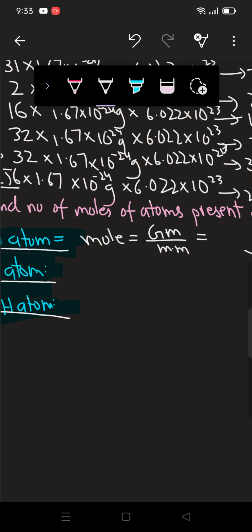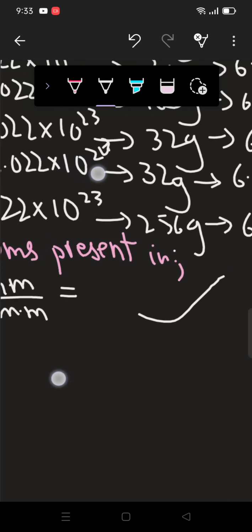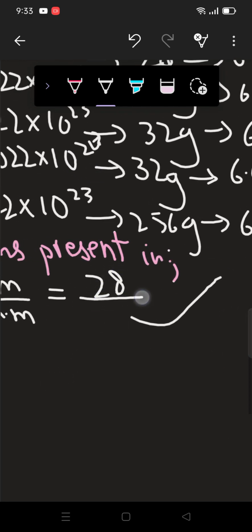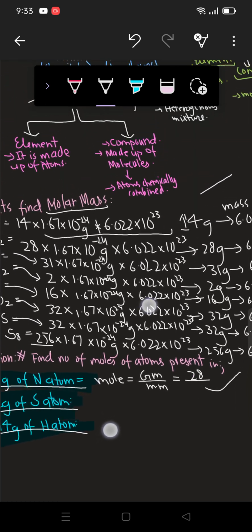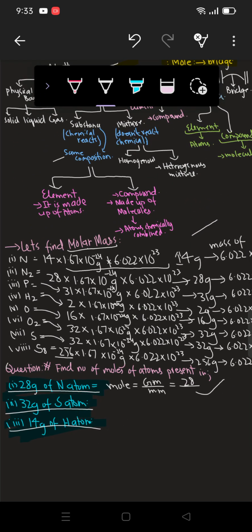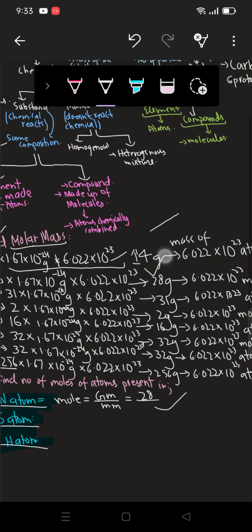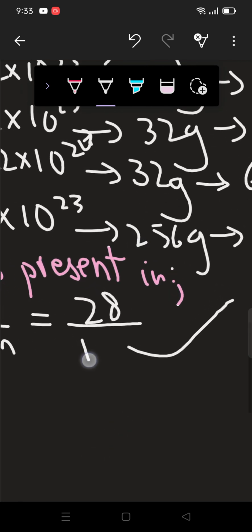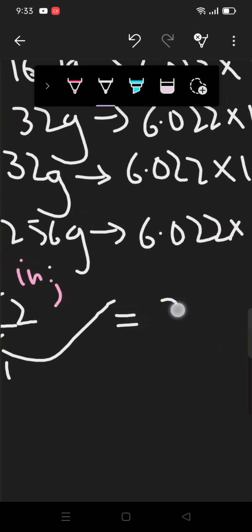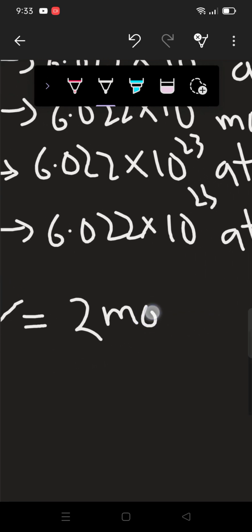The given mass is 28, right? And the molar mass of nitrogen we have already counted. It's here: 14 times 1.67 times 10 to the power minus 24 instead of AMU, we are finding the molar mass, and that would be the mass of 6.022 times 10 to the power 23 particles. And at the end we got 14 gram. So 28 divided by 14 gram, 14 twos are 28, and we got 2 moles, right?